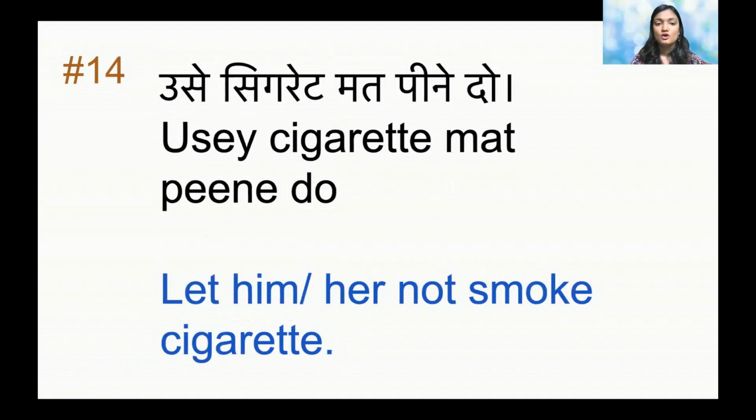Number 14, उसे सिगरेट मत पीने दो. उसे सिगरेट मत पीने दो. We have a negative sentence again. Cigarette पीना is the verb, which means to smoke. But this verb is composed of two words, cigarette and पीने. So we include the word mat in between. Cigarette पीना, to smoke. Cigarette मत पीना, not to smoke. उसे सिगरेट मत पीने दो means let him or her not smoke cigarette or don't let him or her smoke.